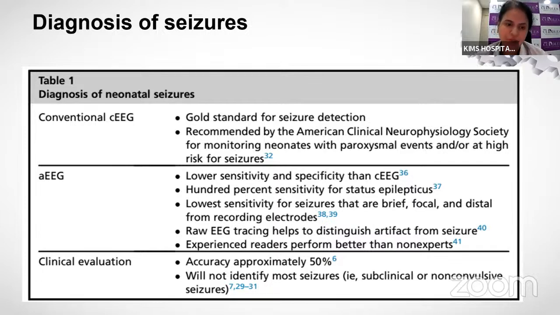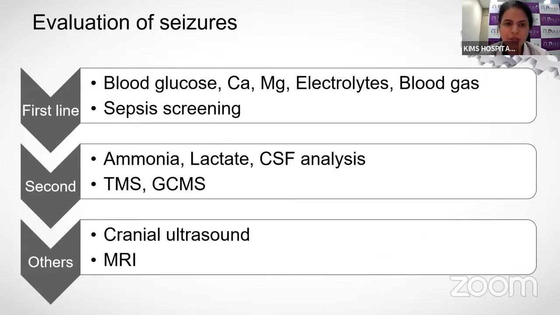the diagnosis of seizures. Now, amplitude integrated EEG, as against a conventional EEG, is associated with lower sensitivity and lower specificity than conventional EEG. And although it may not be sensitive and specific for detecting every seizure, particularly focal seizures in newborns, focal, brief, and distal seizures, it may have a good sensitivity for the diagnosis of status epilepticus.